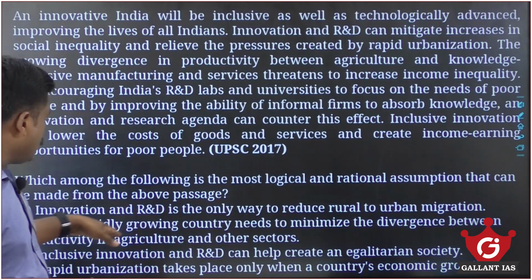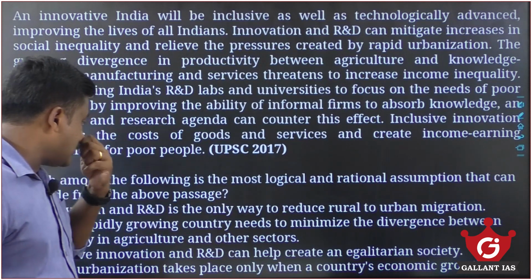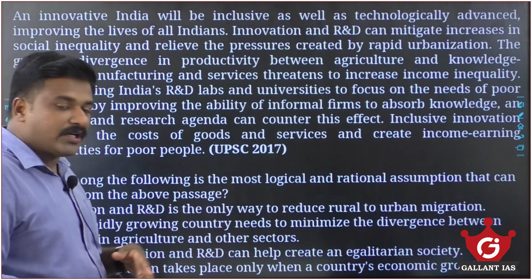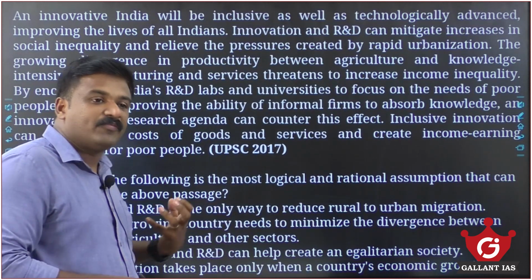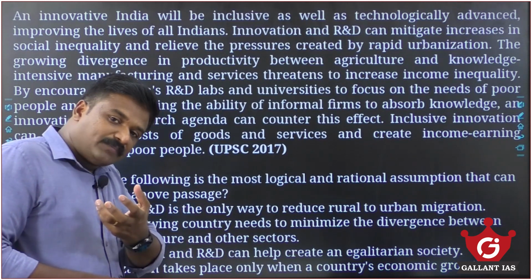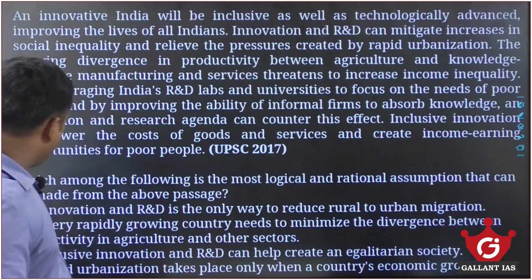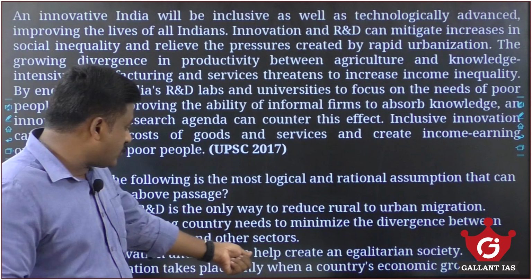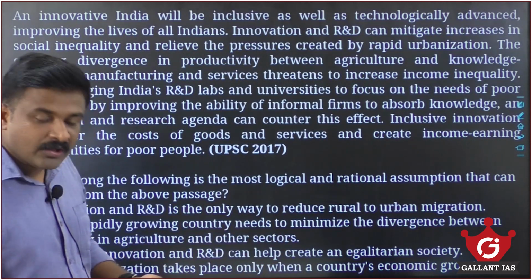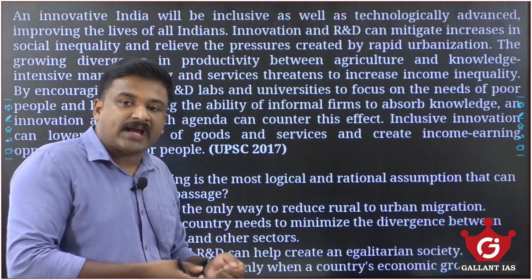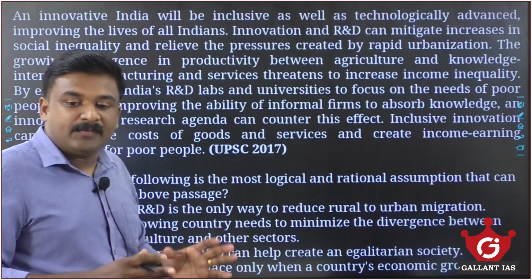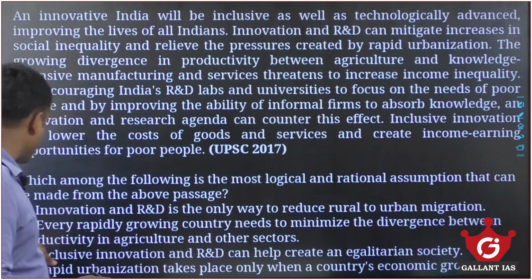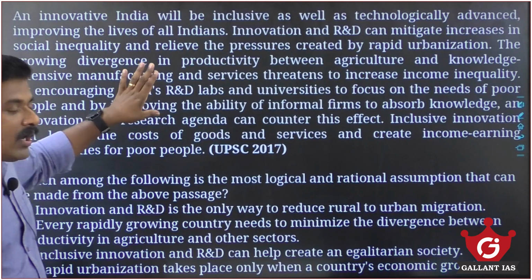Then see, inclusive innovation and R&D can help create an egalitarian society. That is something I can assume from the passage. And the fourth one, rapid urbanization takes place only when a country's economic growth is rapid. That is also an extreme statement, and "only" is used there. So I eliminated that one, and I come to the conclusion that C is my answer as per my understanding of this passage.